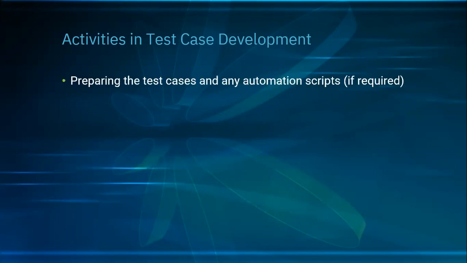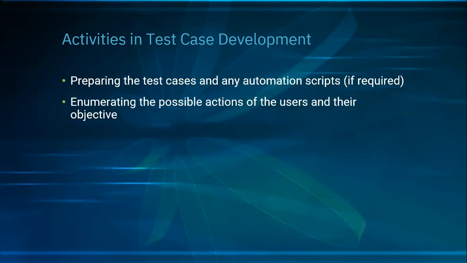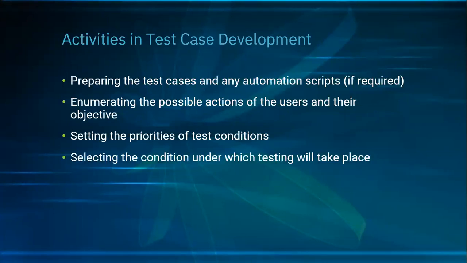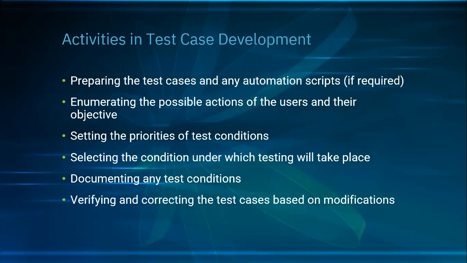Activities in test case design: preparing the test cases and any automation scripts if needed. The next thing is enumerating the possible actions of the users and the objectives. Then setting the priorities of test conditions, selecting the conditions under which testing will take place, documenting any test conditions. I explained test condition, but don't worry, I'm going to explain it again. Then verifying and correcting test cases based on modification. These are the activities; these are the deliverables. So deliverables of test case development.